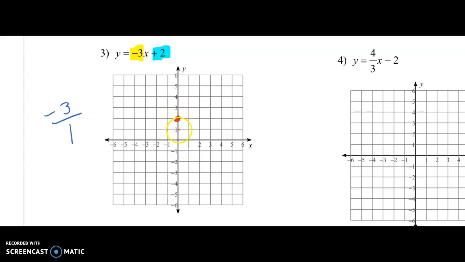So down 3, 1, 2, 3, to the right 1, put a dot. Down 3, to the right 1, put a dot. I can go up 3 to the left 1 to get more points. So when I take my straight edge, I have enough dots here to make my line as accurate as possible. Definitely use a straight edge when you're graphing your line.